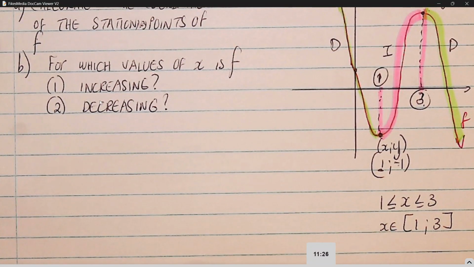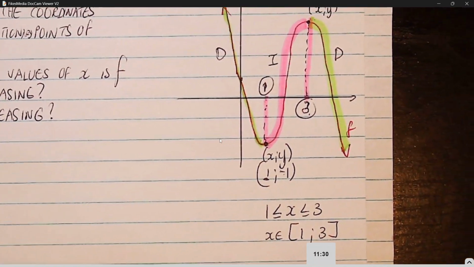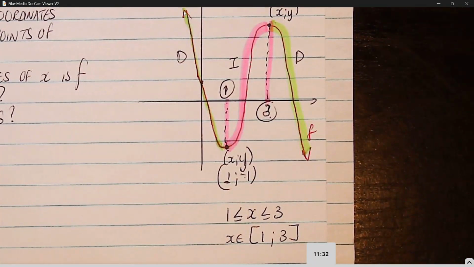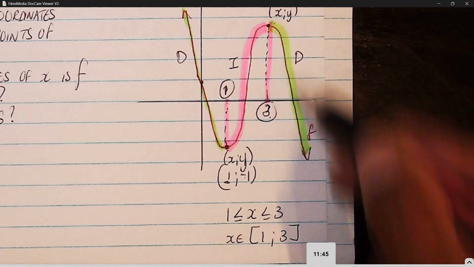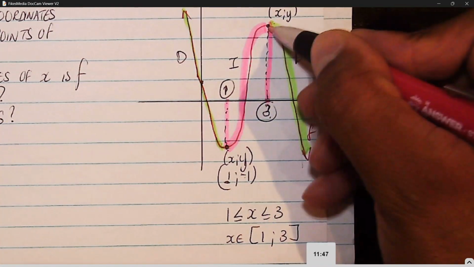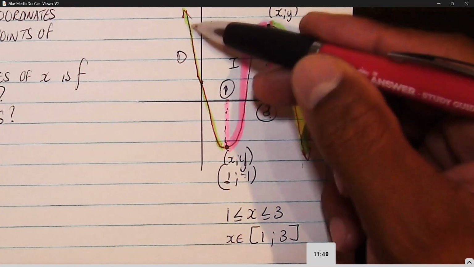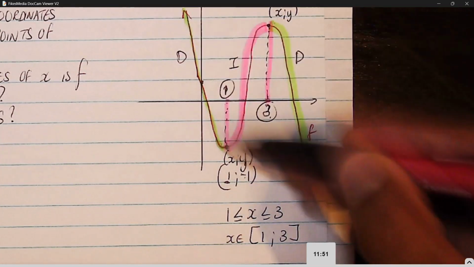Then for number 2, it says, for which values of x is f decreasing? So where is f decreasing, right? What is happening to x? x is becoming less at 1 and it is becoming greater at 3, right? Remember, we're focusing on this part. It's decreasing from 3 to negative infinity, and decreasing from negative infinity to 1.